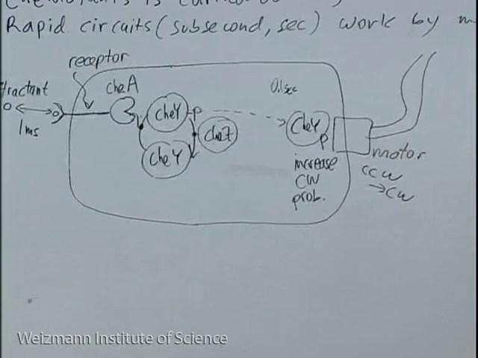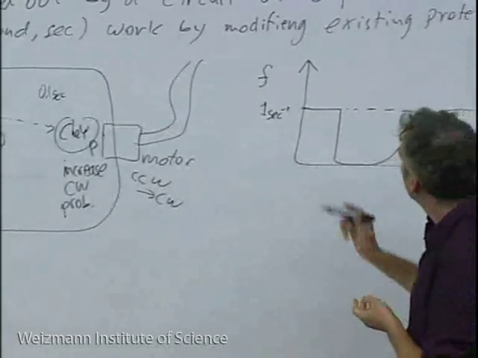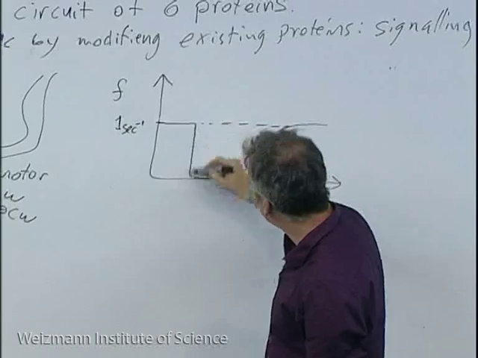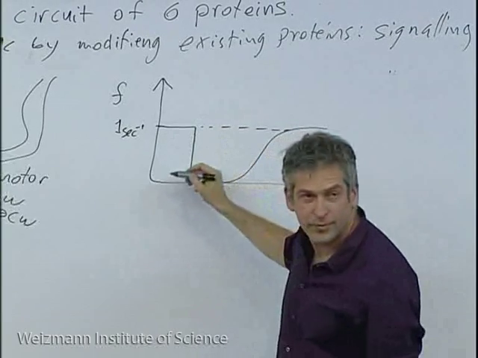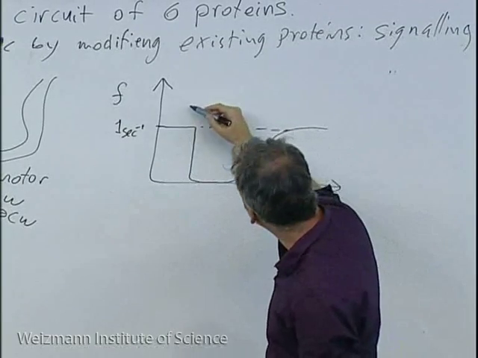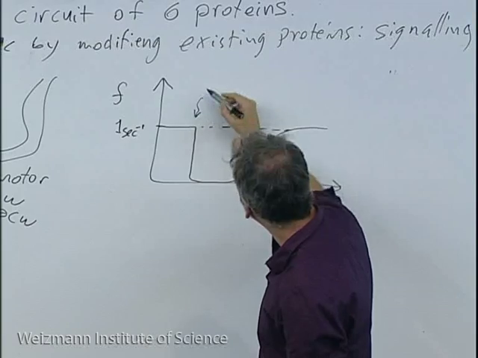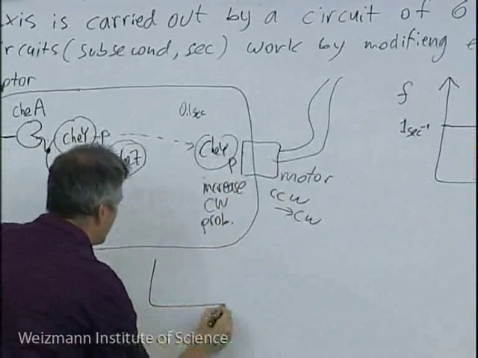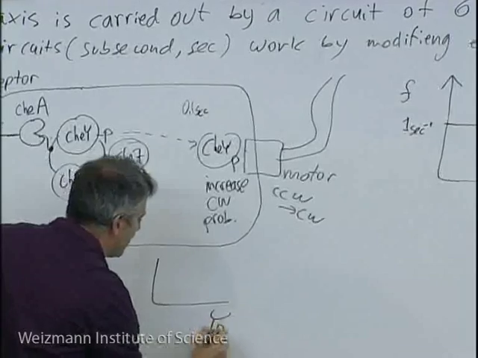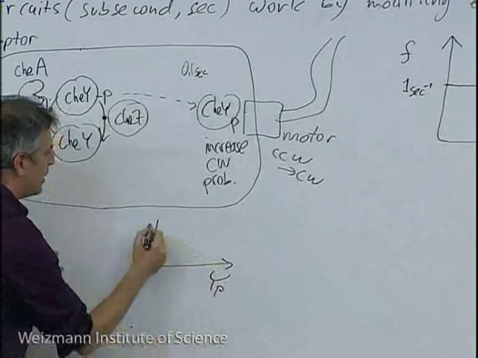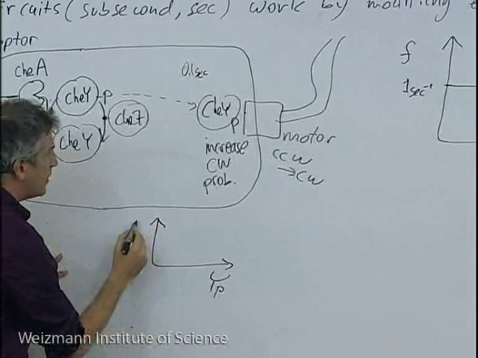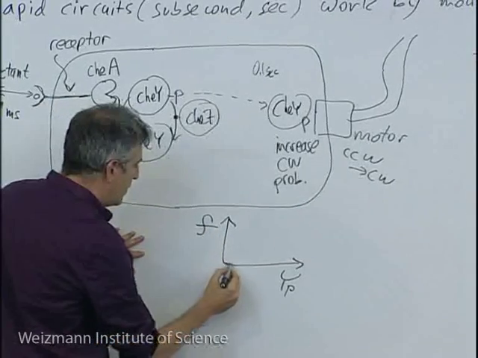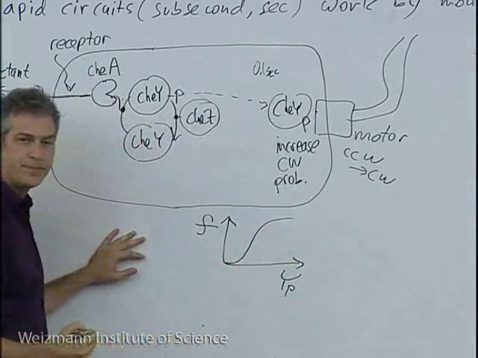So how do we understand this? When you add attractant, we want to understand the response, this part here. So this part here, the response, we can understand. Let me draw just a small graph here. If I have CheY phosphate, this is YP, the CheY phosphate concentration, and here is the tumbling frequency. This is a curve that looks like this.